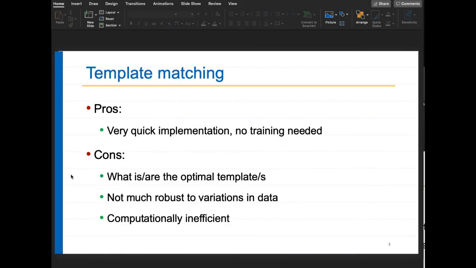Next is HMMs. What are the advantages and disadvantages? What is the advantage of using HMM, let us say, as compared to template matching? It is more robust to variations because it is modeling the probabilities from a large training data. So it will learn many more variations.